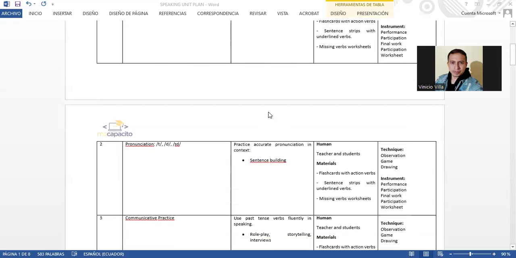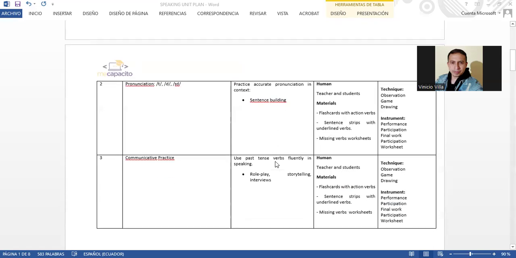Stage 2, pronunciation, phonemes T, D, ID. Practice accurate pronunciation in context, sentence building, for example, and the communicative practice using role plays and storytelling interviews. Role plays is something very deep in knowledge that students can practice with their imagination. It is a very funny game where they can think in depth about the situation they are going to deal with in peers and so on.